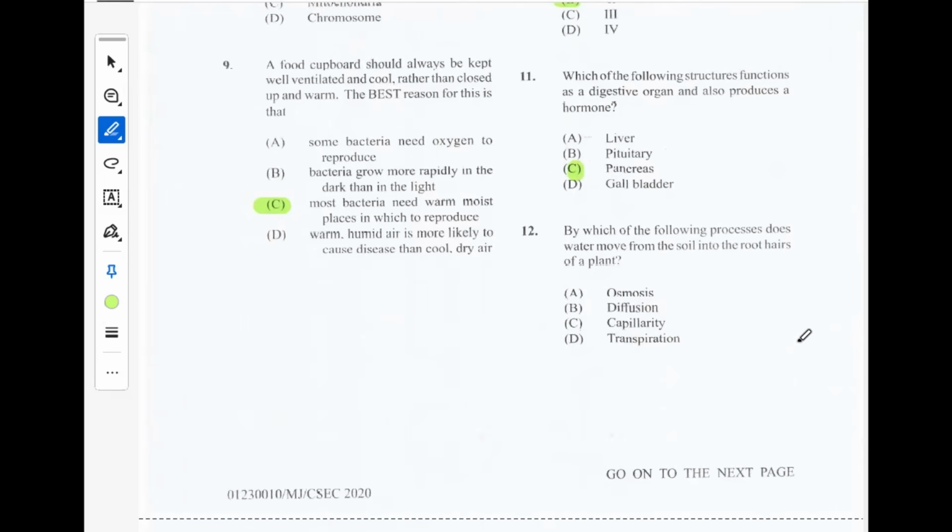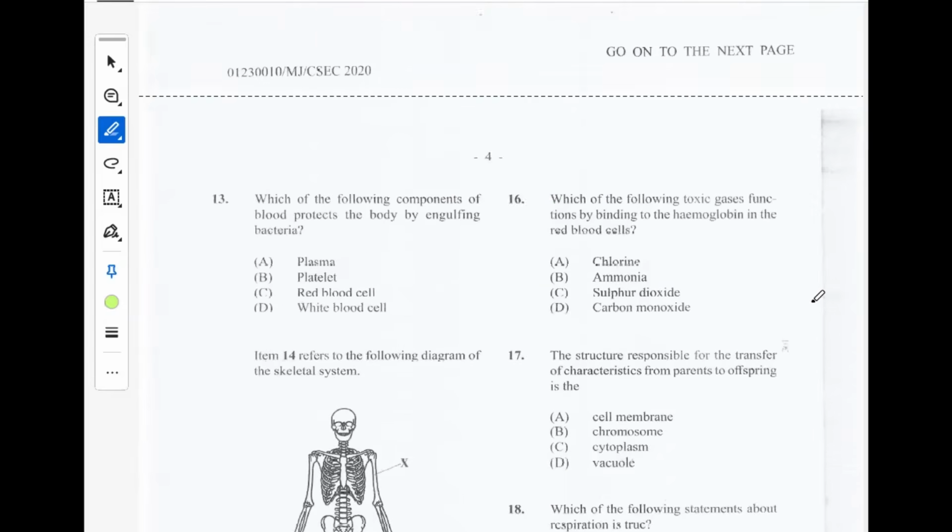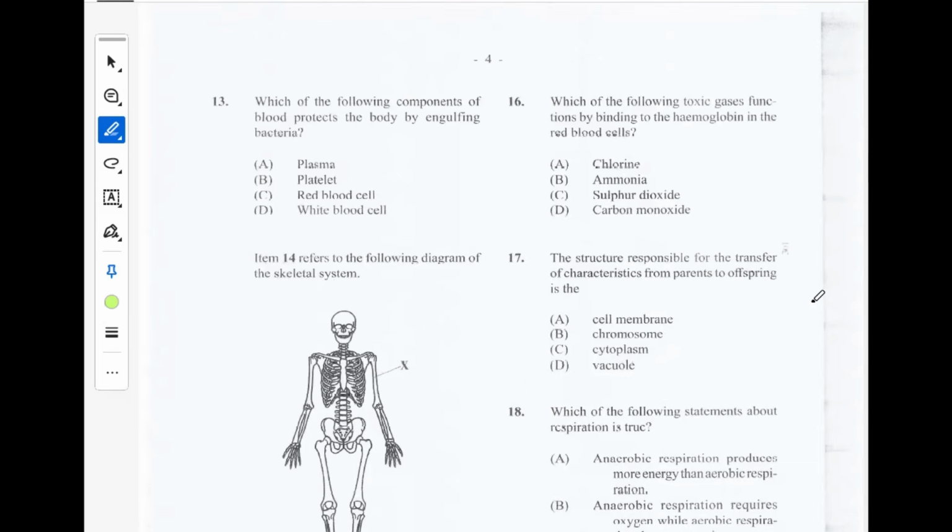C. By which of the following processes does water move from the soil into the root hair? If it's the movement of water or water particles, then you're talking about osmosis. A. Question 13. Which of the following components of blood protects the body by engulfing bacteria? You're talking about white blood cells, the phagocytes in particular. So D.